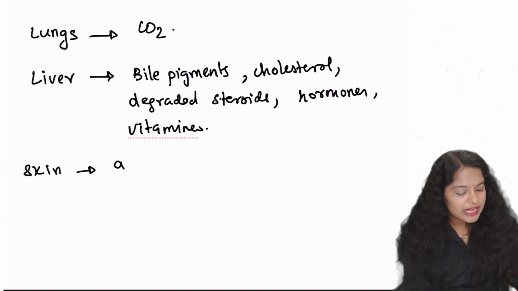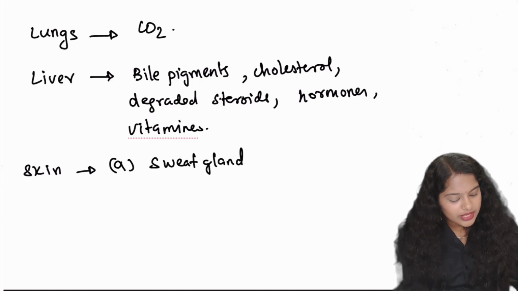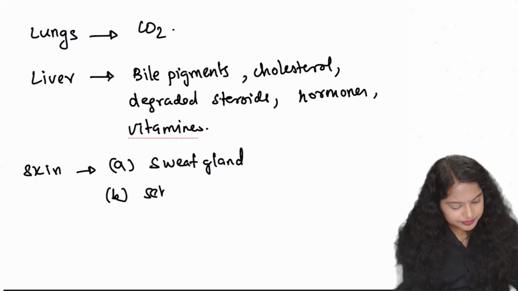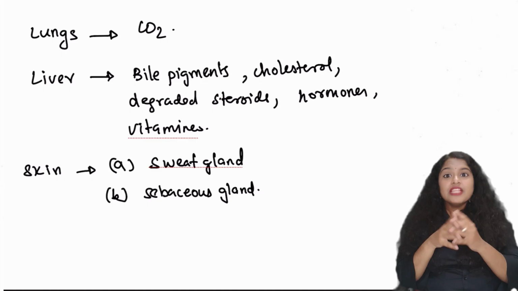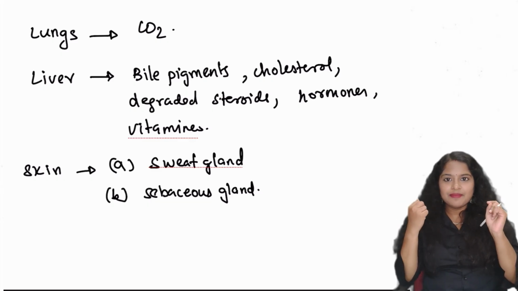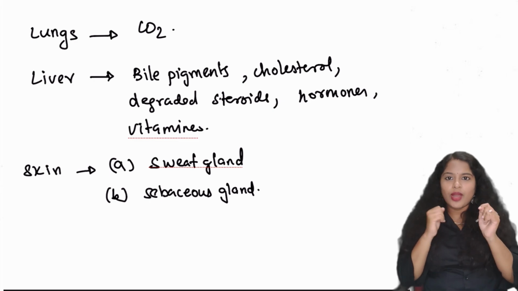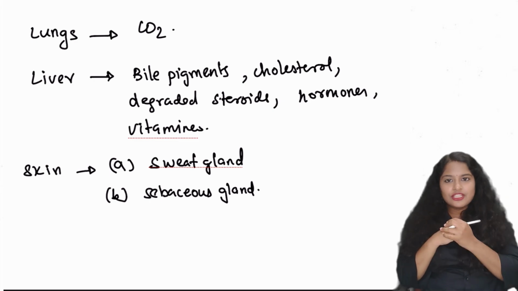Now coming to the skin. The skin contains two types of glands: one is the sweat gland and the other one is the sebaceous gland. The removal of sodium, water, lactic acid and urea is done by the sweat glands, and the elimination of steroids, hydrocarbons and waxes is done by the sebaceous glands.